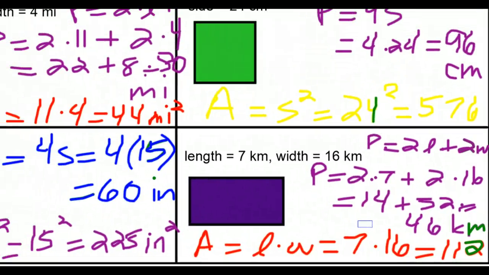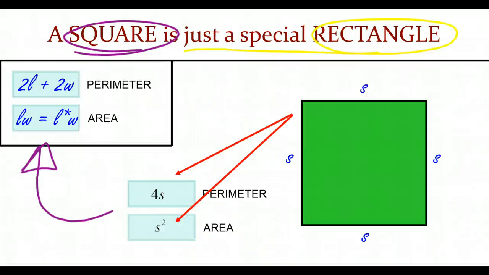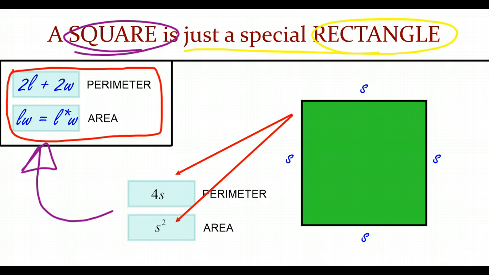So again, as a matter of review, the perimeter is just the length around a shape, as if you were walking along the sides across the entire length of the shape. And the area is the area covered by the shape. So for a rectangle, the perimeter is 2 times the length plus 2 times the width. The area is length times width. And for a square, the perimeter is 4 times the side, and the area is the side squared.